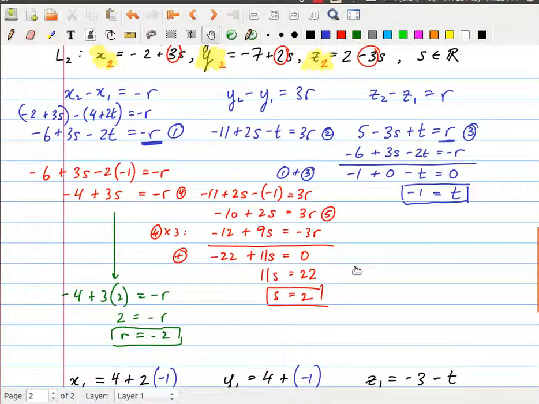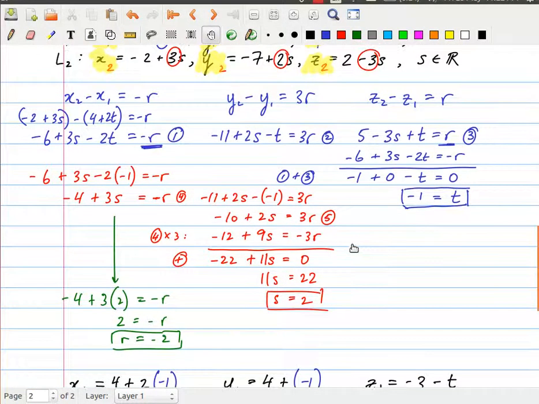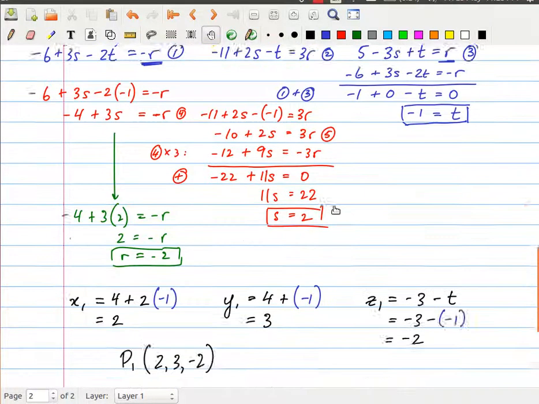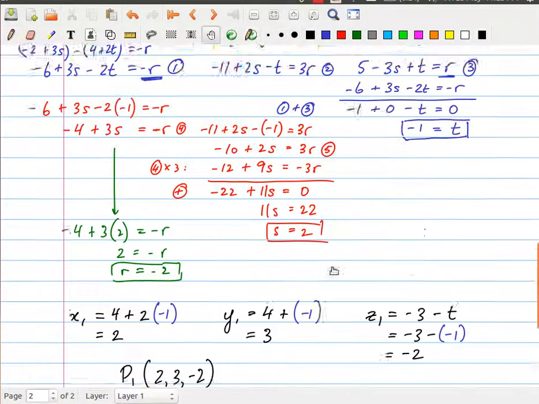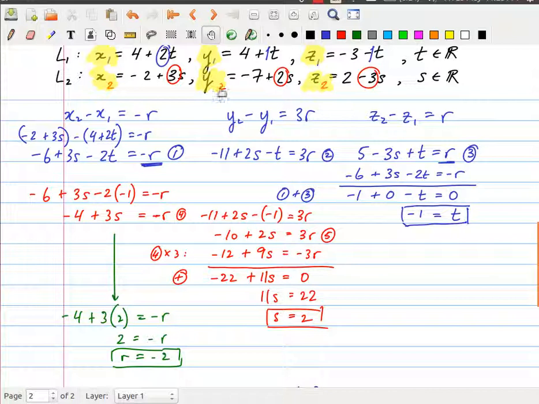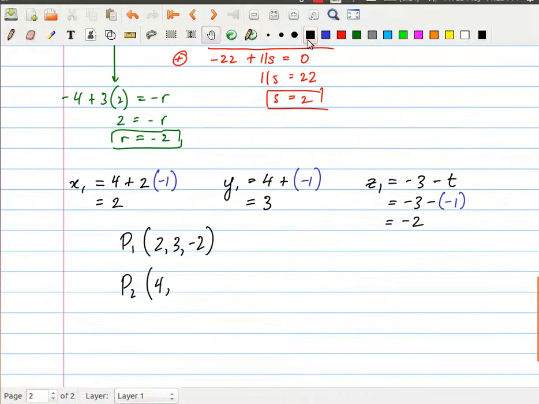And we go on to do the same thing for point 2, and that's where s is equal to 2. So I'm just going to do this with you verbally. If s is equal to 2, then if we sub it in here, well, 3 times 2 is 6. So negative 2 plus 6 is positive 4. So I end up with x2 is positive 4. And then if s is equal to 2 for y2, 2 times s is positive 4. Negative 7 plus 4 is negative 3.